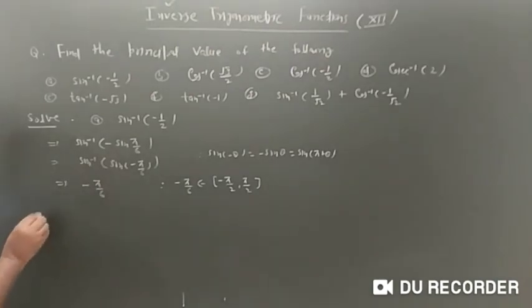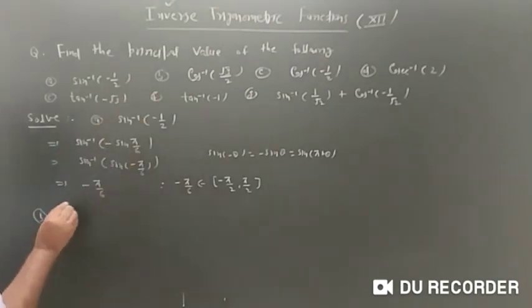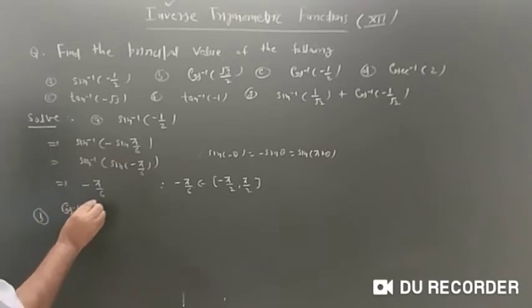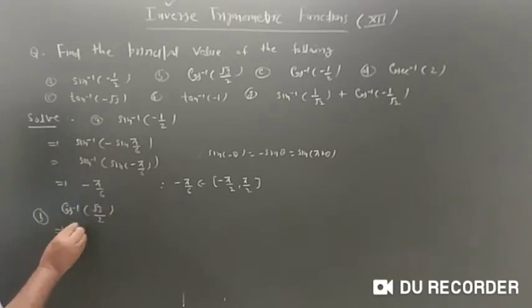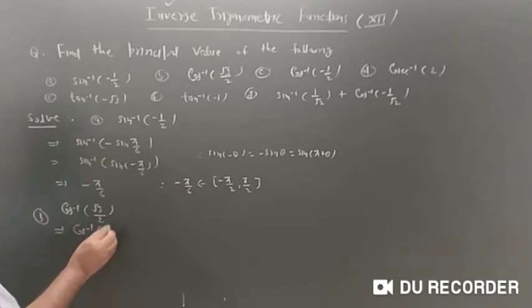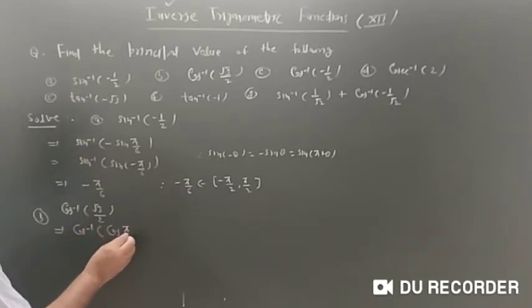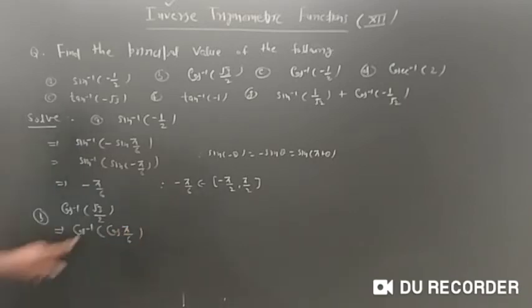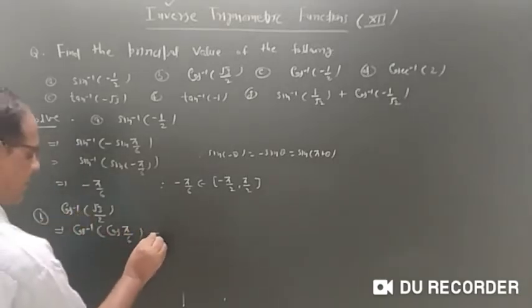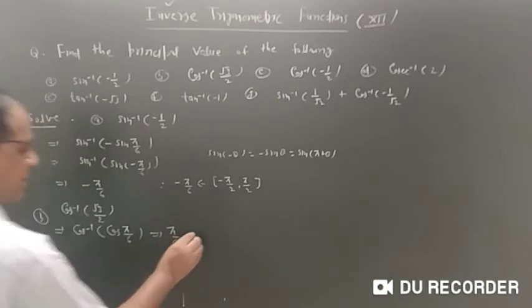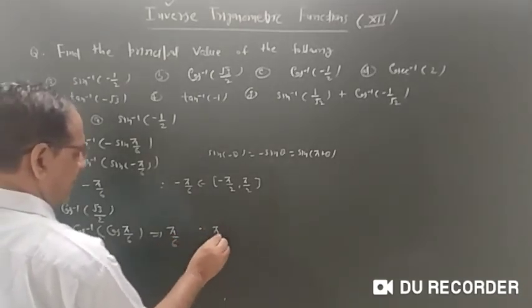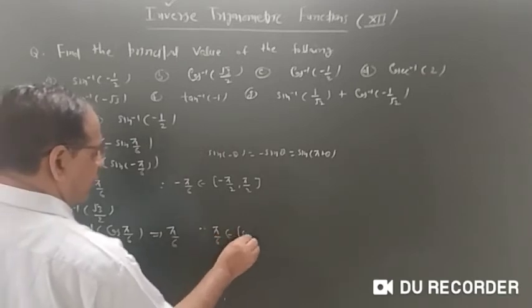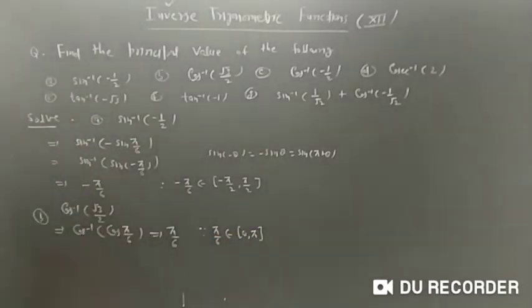Part B, cos inverse of root 3 upon 2. This can be written as cos inverse of cos pi by 6, because the value of cos 30 is root 3 by 2, and this gives pi by 6, because pi by 6 lies between 0 to pi.